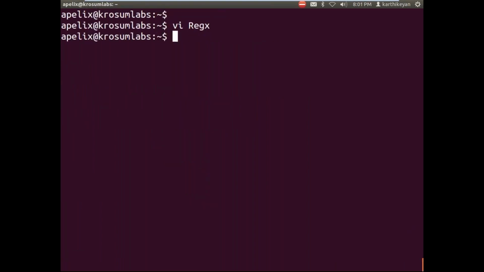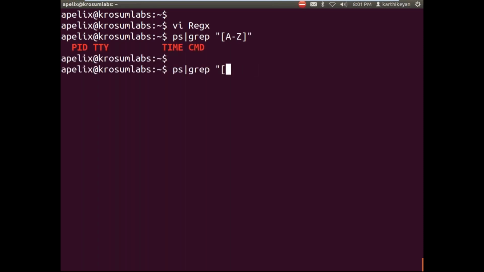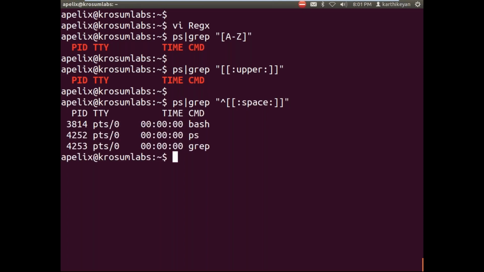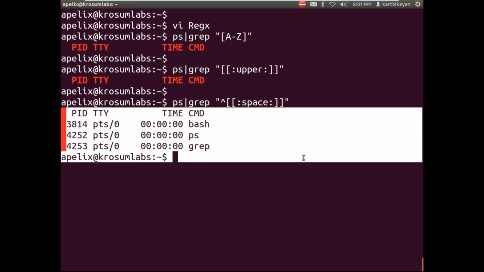I'll show you. From the process output, I want to filter any single uppercase character. This is matching. The same rule, I can put upper, both are the same. If you want to find a space, the line starts with a space, it's matching. So instead of using double quotes, we can use this POSIX class for finding space occurrences.